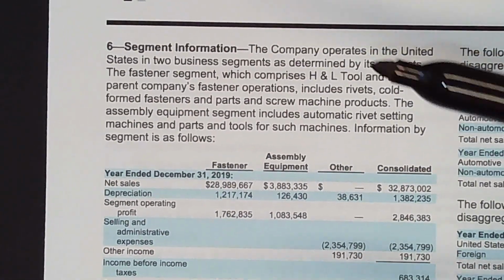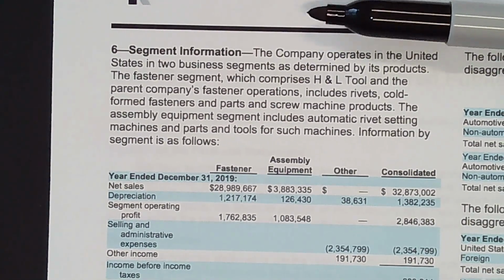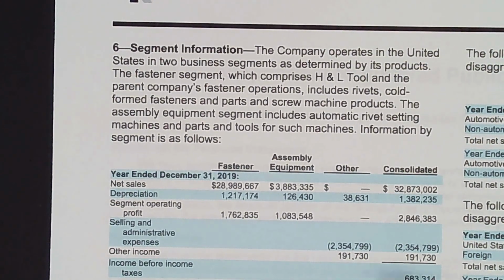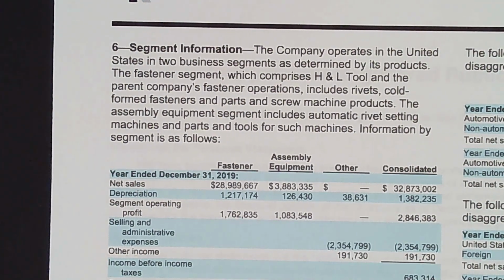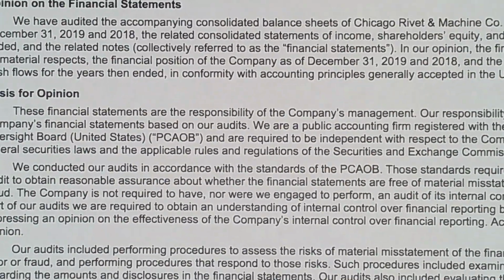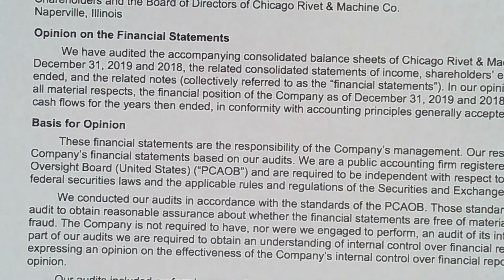And then they give us breakout of segment information. We've taken a look at this already before. So giving us a little detail about fastener versus assembly equipment. And then, of course, the independent auditors report. So it's just a little bit of an idea about what's going on with this particular company.